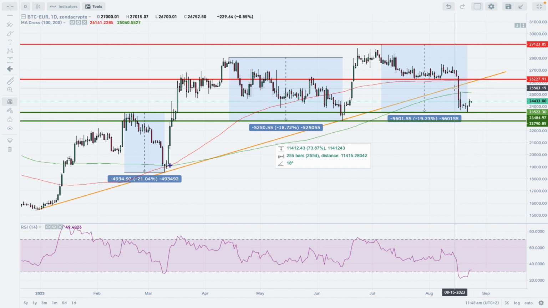Especially the bulls will have to put plenty of effort into breaking above the trend line, the 100 periods moving average, and the technical resistance at 26,227. If they break above this level, then they will confirm the bullish outlook, and the rally towards the last swing high from the beginning of June is possible.